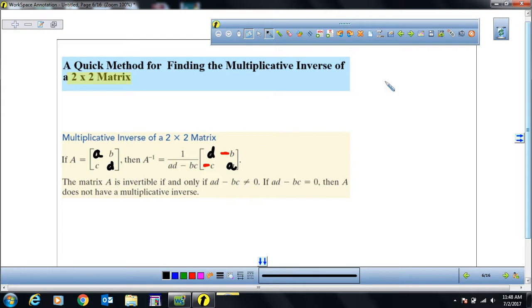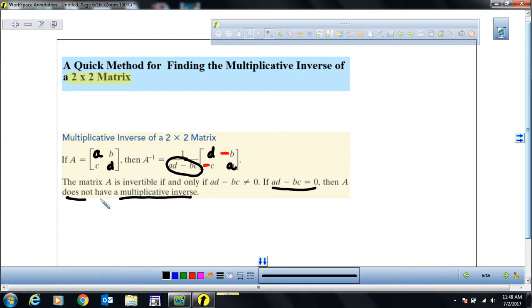Now, one little observation is this. If this number on the outside, the AD minus BC, gives me a 0, then the matrix does not have a multiplicative inverse automatically. That's what we would conclude. So that number on the bottom cannot give us a 0 because then that fraction would be undefined. Which means that there will be no inverse.